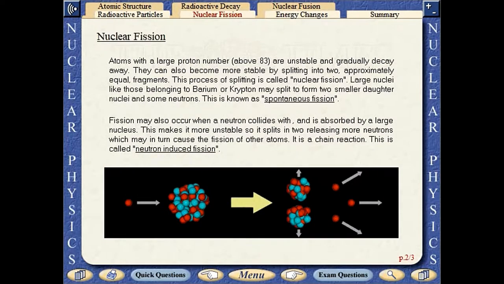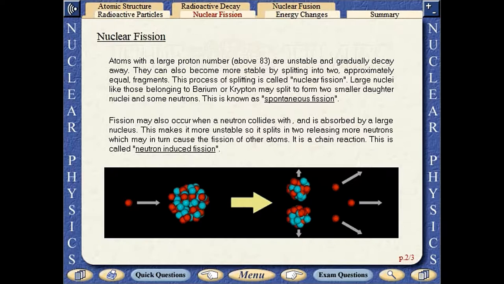Atoms with a large proton number, above 83, are unstable and gradually decay. They can also become more stable by splitting into two approximately equal fragments. This process of splitting is called nuclear fission.